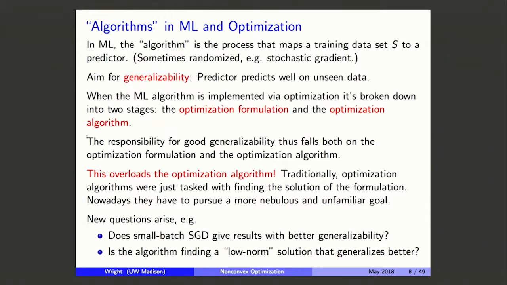You know, back in the good old days, it seems to me that those of us that worked on optimization algorithms, people gave us the formulation and said, solve this problem, find the minimum of this problem. Well, that's not necessarily true anymore in this context. Nowadays, the algorithms are kind of pursuing a more nebulous agenda. They're not necessarily solving the formulation anymore. They're not taking the formulation as given and finding a solution. They've got to have good generalizability properties, which may not be completely reflected in the formulation, okay?